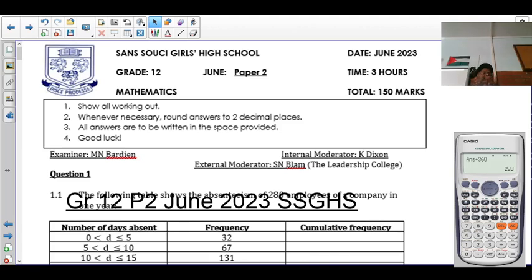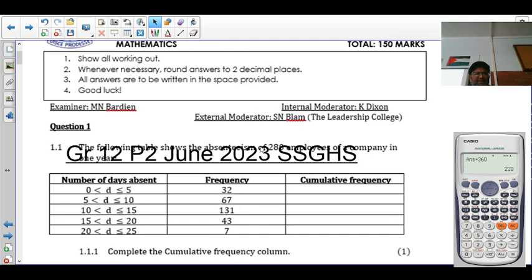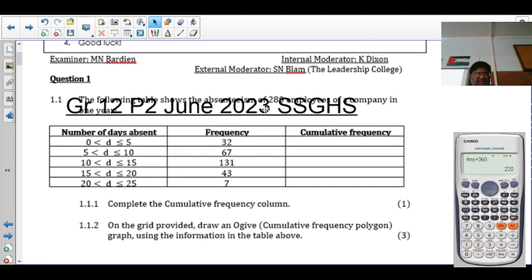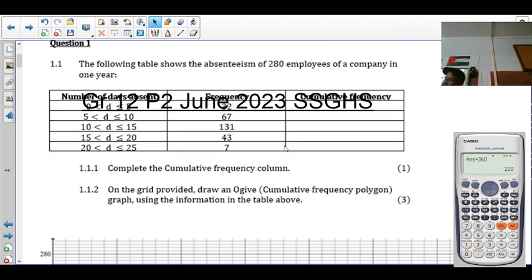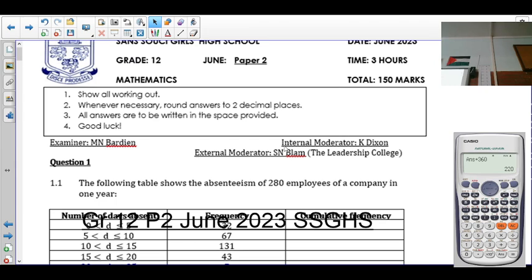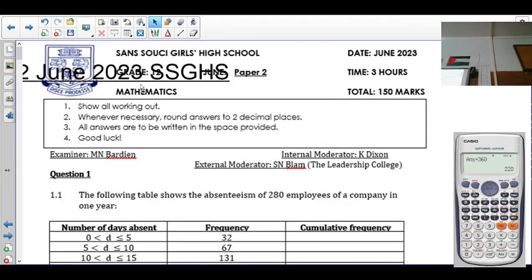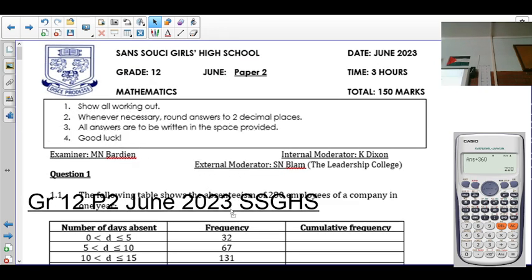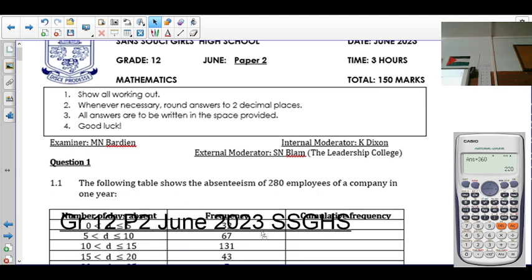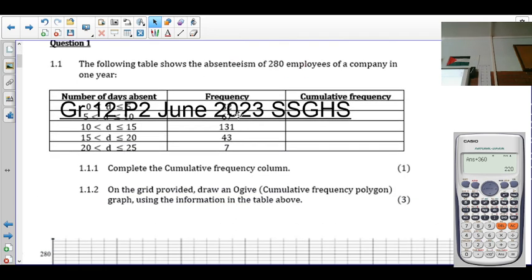Okay, good afternoon class. So at this point we are looking at the grade 12 paper 2 that you guys have written in the June exam. The paper was out of 150 marks and it was 3 hours long. So question 1.